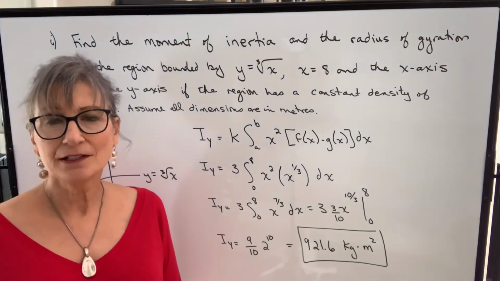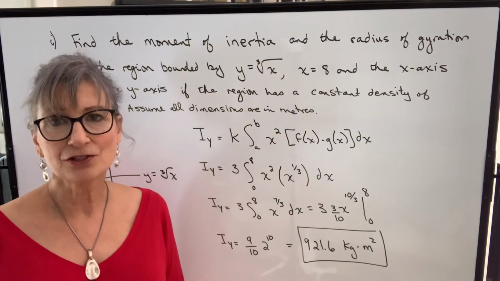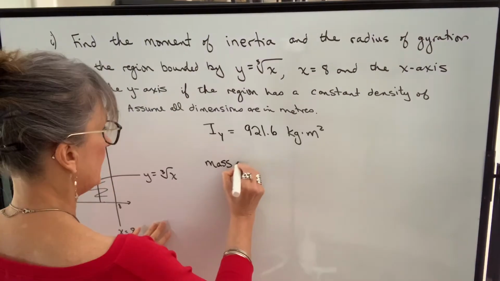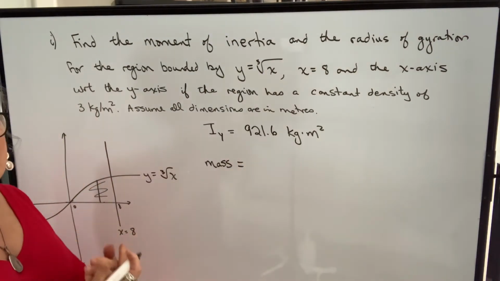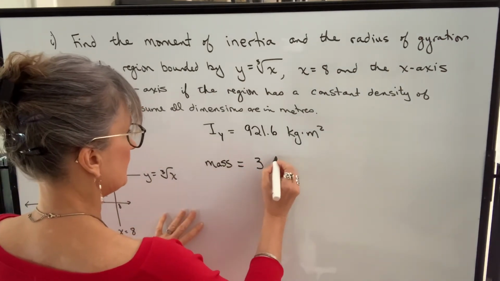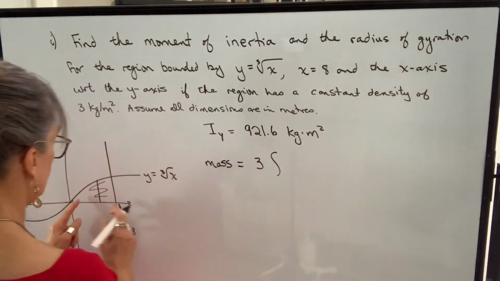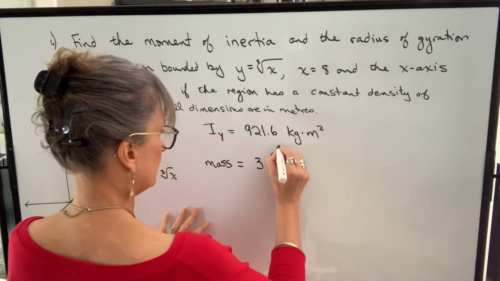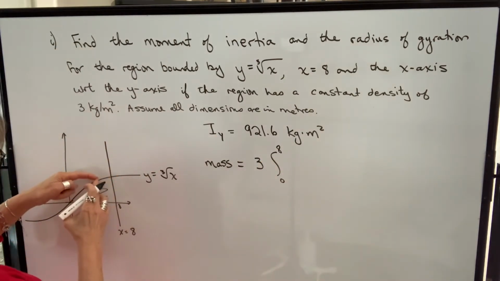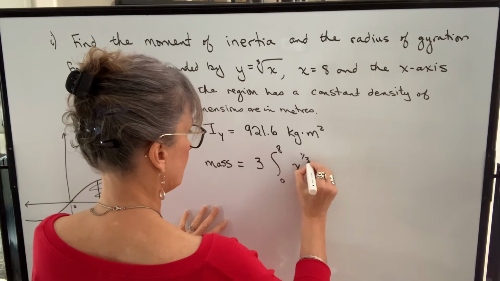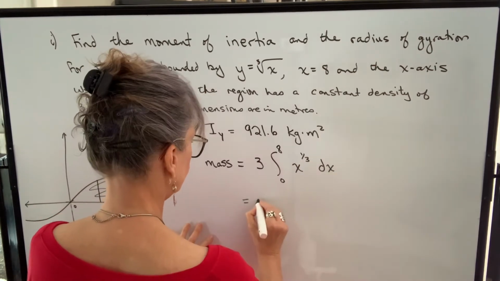Next, we need to find the radius of gyration. And in order to do that, I need to find the mass of this area. And I find mass by taking the density times the area. So the density is 3 times the area of this region. So the integral from 0 to 8 of top curve minus bottom curve. So x to the 1/3 minus 0 dx.